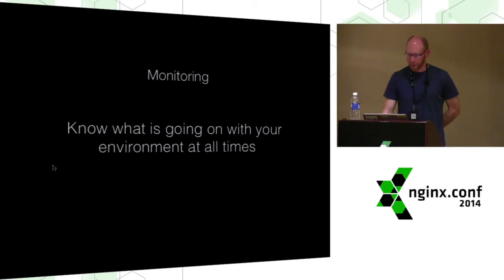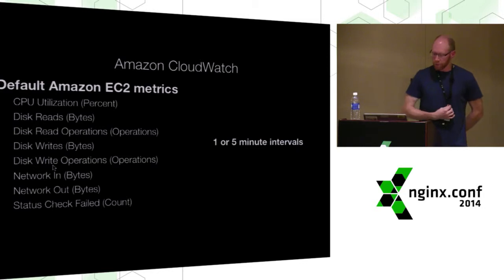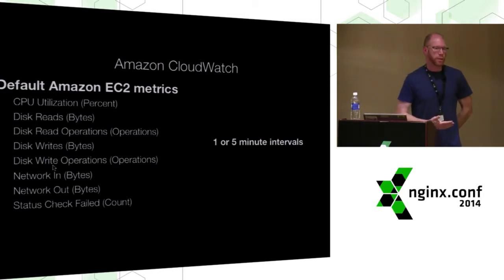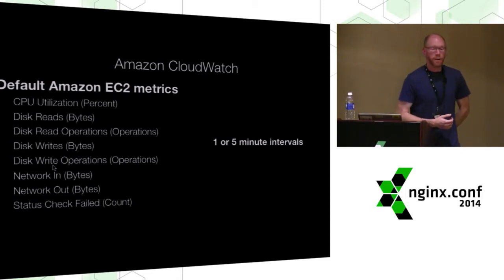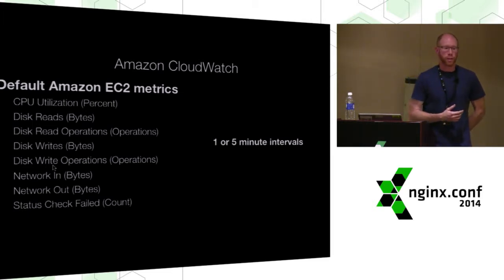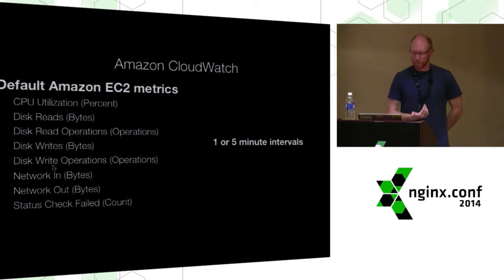Okay, monitoring. I've already talked about knowing what's going on in your environment. With Amazon EC2, these are the default metrics that you get anytime you launch an EC2 instance. These are the metrics that are available to the hypervisor. By default, you get them in 5-minute intervals, and you can make a configuration change when you're launching the instance or after the instance is launched to start getting those in 1-minute intervals as well.